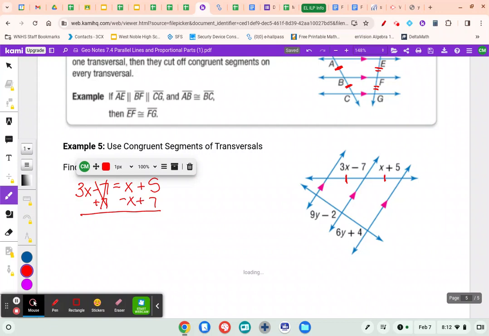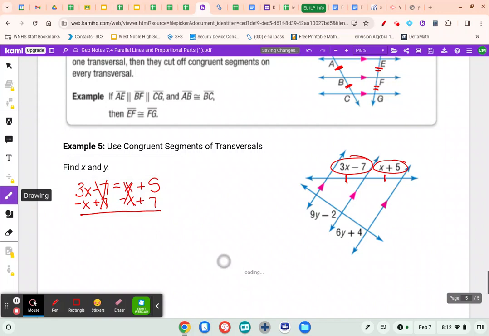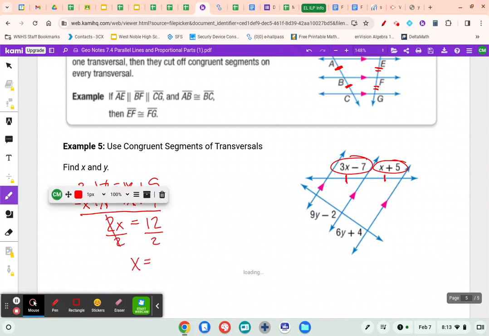So I'm going to set them equal to solve because they are marked congruent up here. 3x minus 7 equals x plus 5. I have 2x equals 12. So x equals 6. Easy enough. If it asked us to plug it back in and find the actual segment lengths, we could, but it didn't. It asked for x and y.